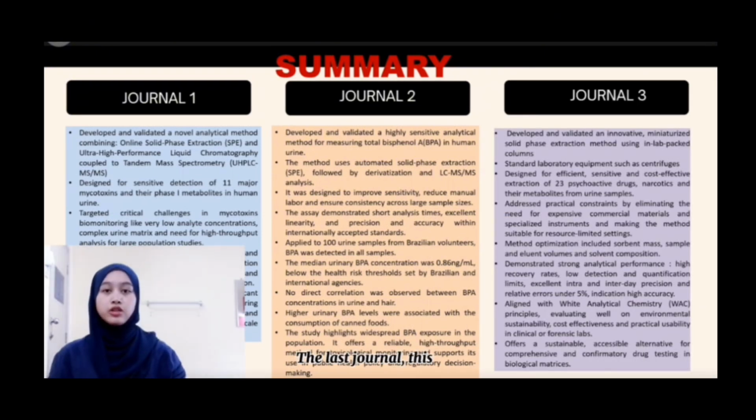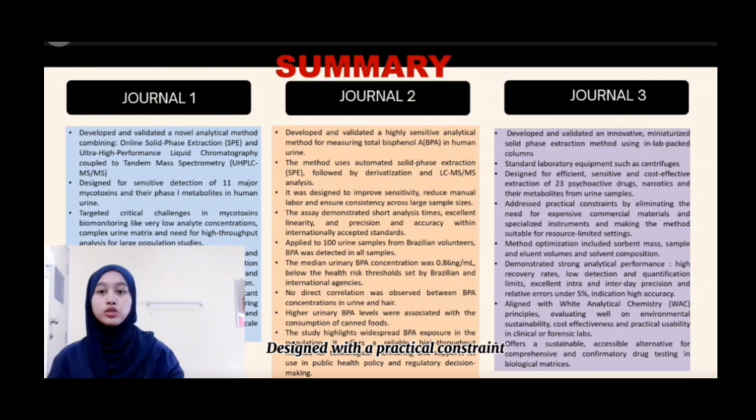For the last journal, this research introduced and validated an innovative miniaturized solid phase extraction method utilizing in-lab packed C18 columns for the efficient, sensitive, and cost-effective extraction of 23 psychoactive drugs, narcotics, and their metabolites from urine samples. Designed with practical constraints in mind, the method eliminates the need for high-cost commercial cartridges and specialized instruments by employing standard laboratory equipment.